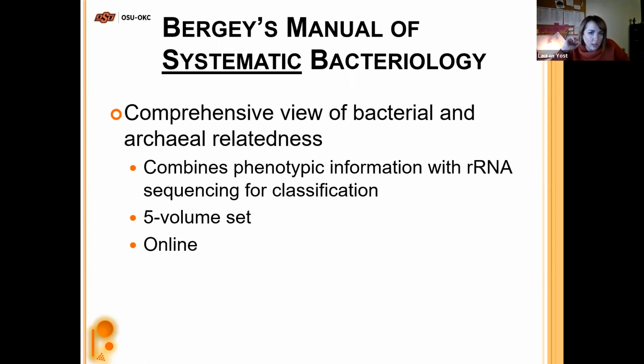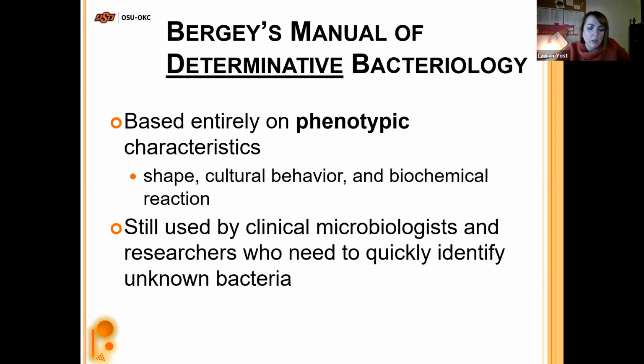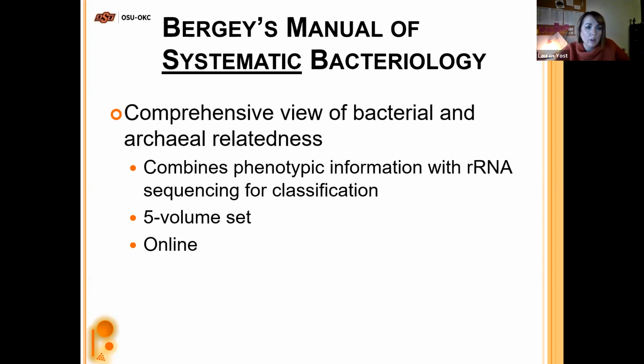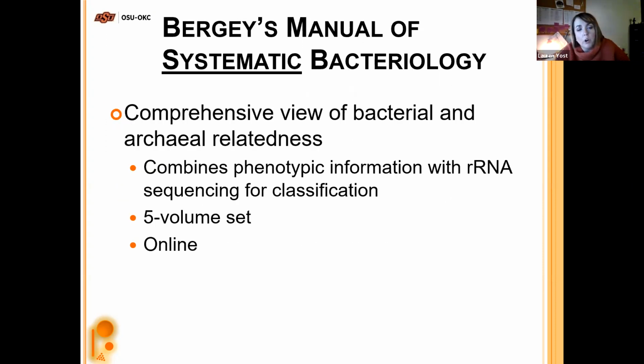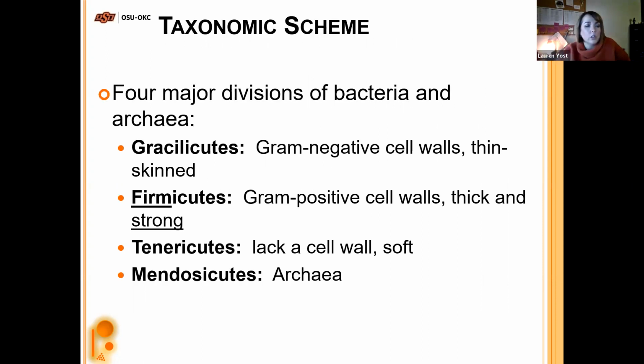So you can use actual genetic information for classifying with that. Determinative uses just phenotypic information, maybe that's all you have available, so that's what you would use. If you have your ribosomal RNA information, then you would use the systematic version.